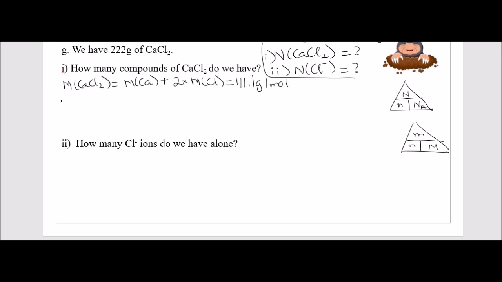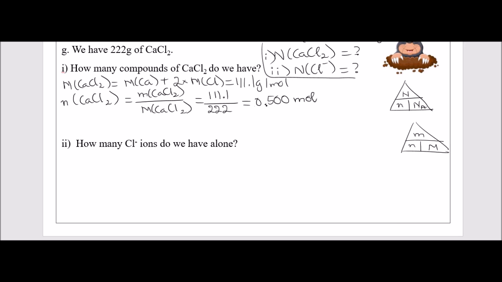Okay. The number of mole is the next thing I'm going to find. I'm going to find the number of mole of calcium chloride, which is the mass of calcium chloride divided by the molar mass of calcium chloride. And then we have 222 over 111.1. I mean, it would have been so beautiful if it was just 111, so I don't have to use a calculator, but you know what, it's not a big deal. It's still rounded to be 0.5.